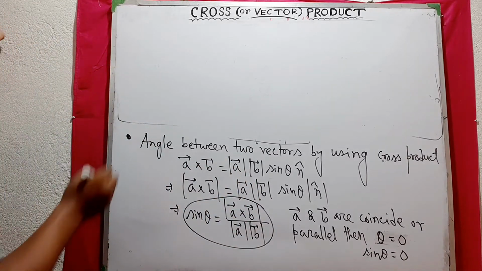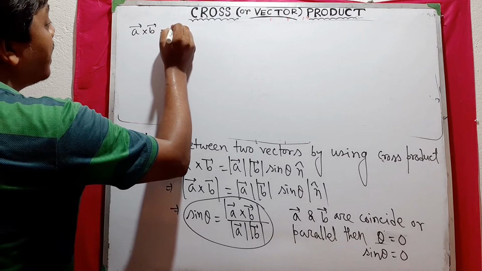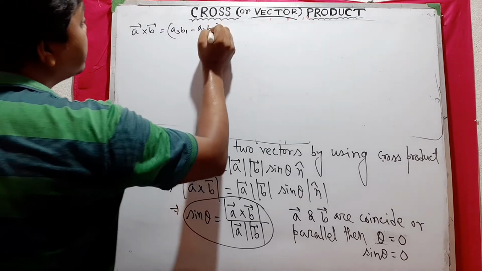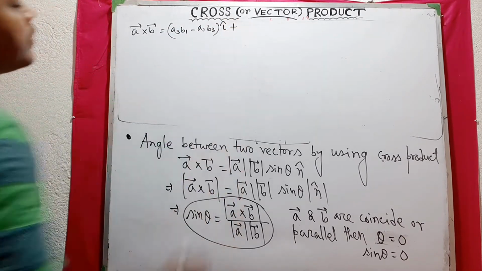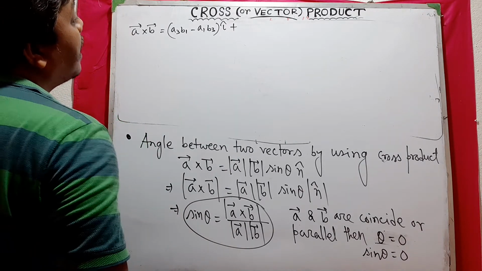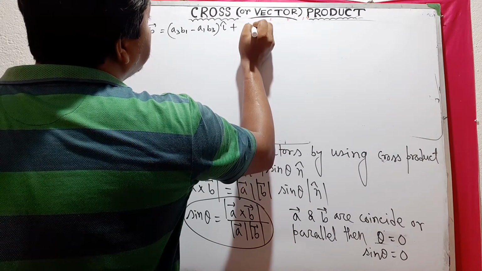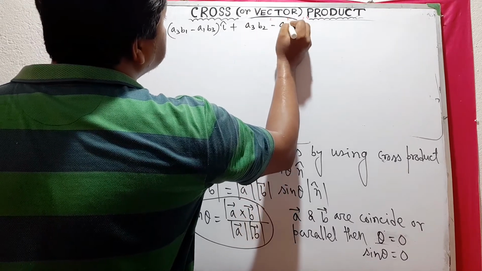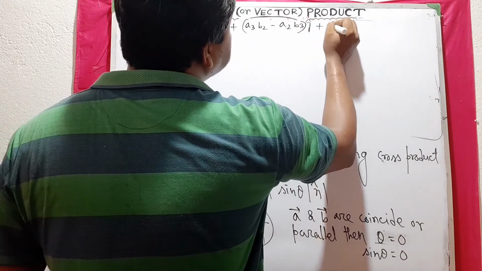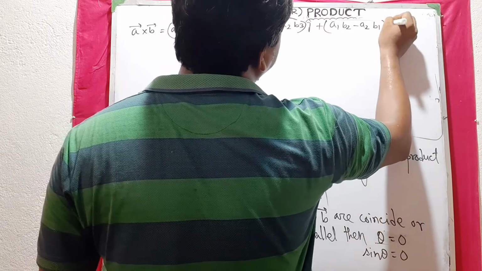ওকে, সো আমরা a ক্রস b কি বার করেছিলাম? a ক্রস b equals a3b1 minus a1b3 I cap, okay, a3b2 minus a2b3 j cap plus a1b2 minus a2b1 k cap, right?